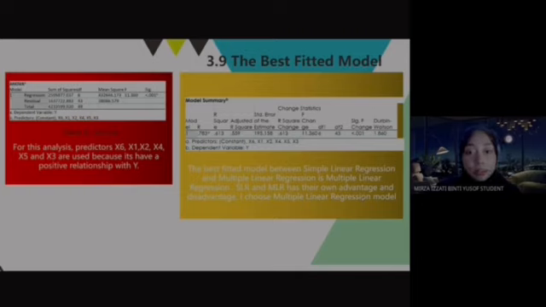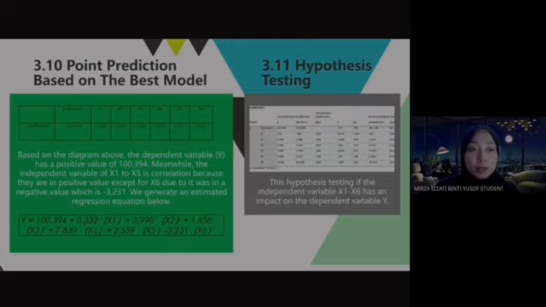For this data set 2, we are required to use multiple linear regression analysis because this case has complex relationships. Based on 3.10, point prediction based on the best model. Based on the diagram above, the dependent variable y has a positive value of 100.394. Meanwhile, the independent variables x1 to x5 are correlated because they have positive values, except for x6, which has a negative value of negative 3.231. We generate and estimate the regression equation below.